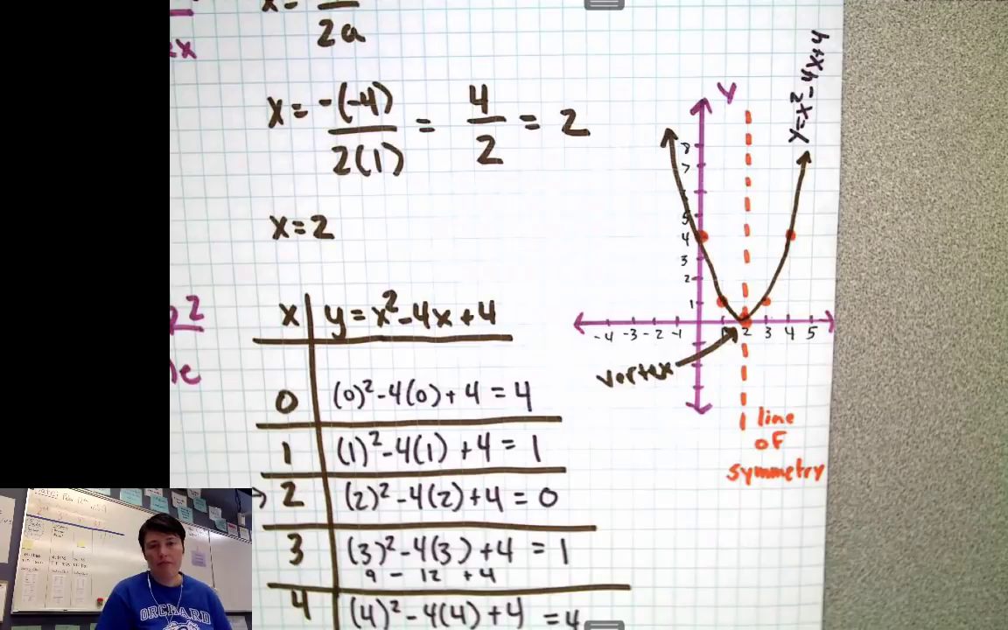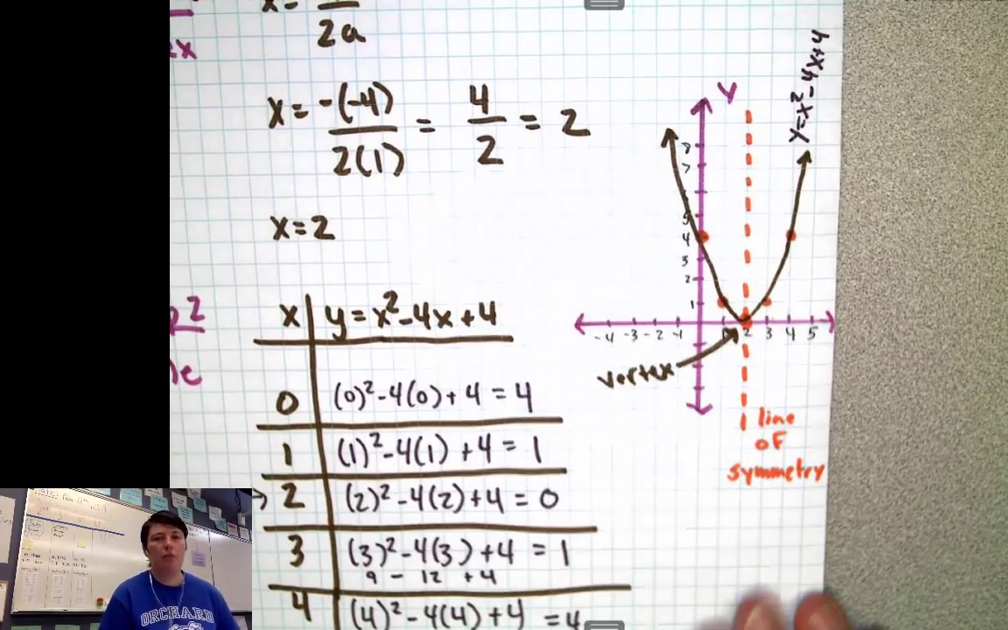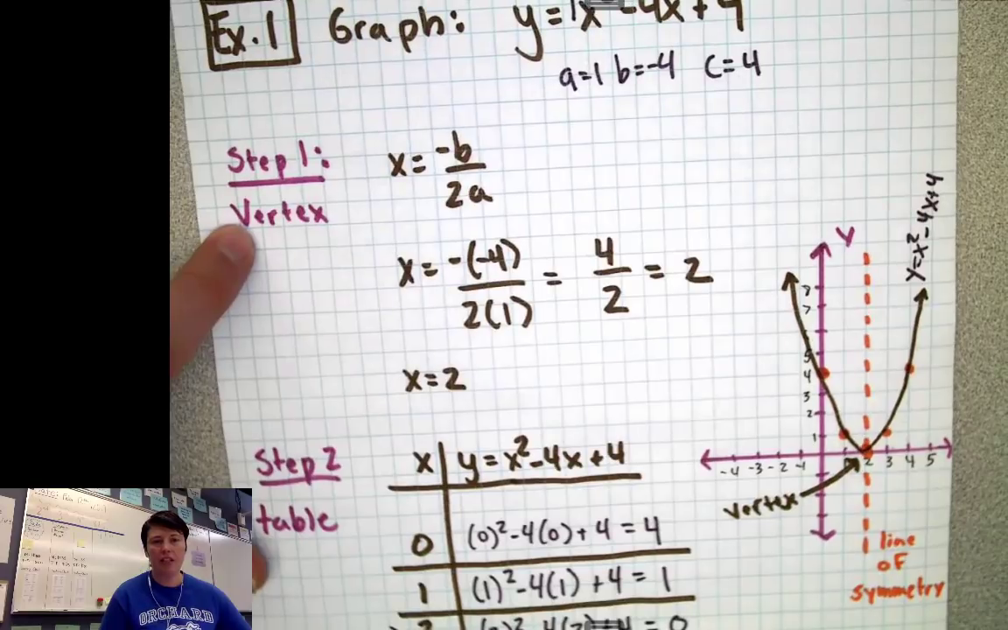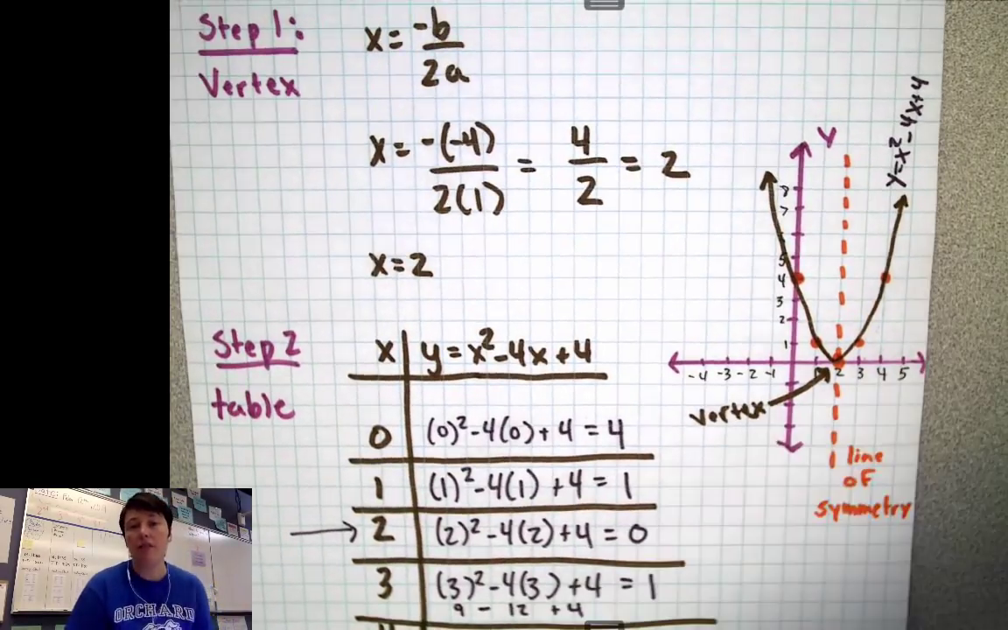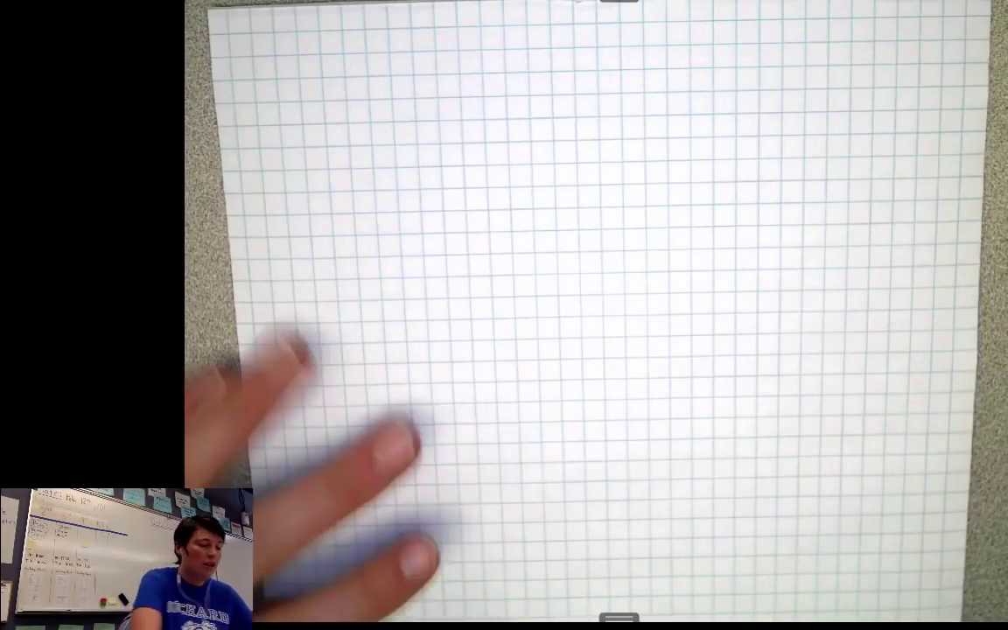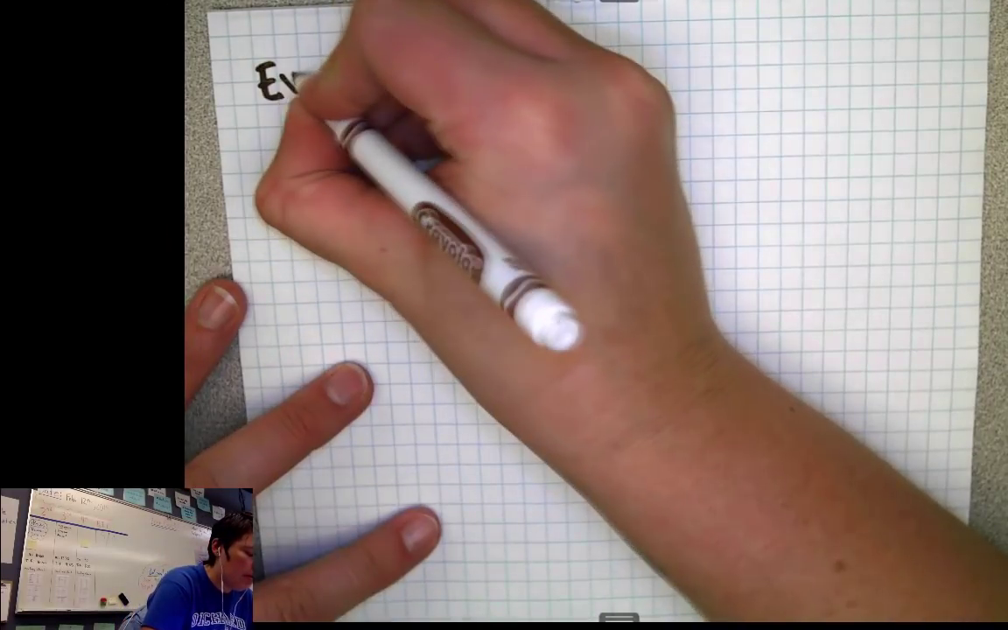And generally speaking, those are the steps to graphing a good parabola. Find the vertex, build yourself a table, and plot the points. So let's try another one of these and see if it's really making sense for you. All right, let's do example 2 now.